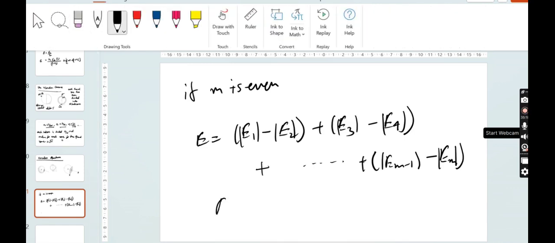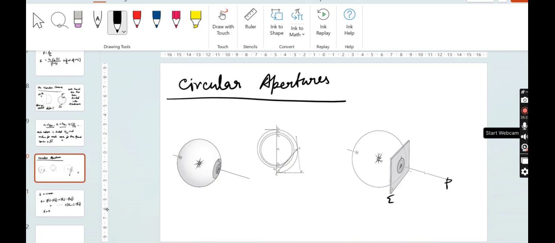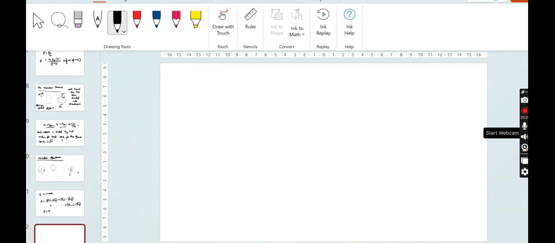And that would happen the same if we had calculated for the freely flowing spherical unobstructed wave. If M is odd, then we are in the game. Then E becomes E1.